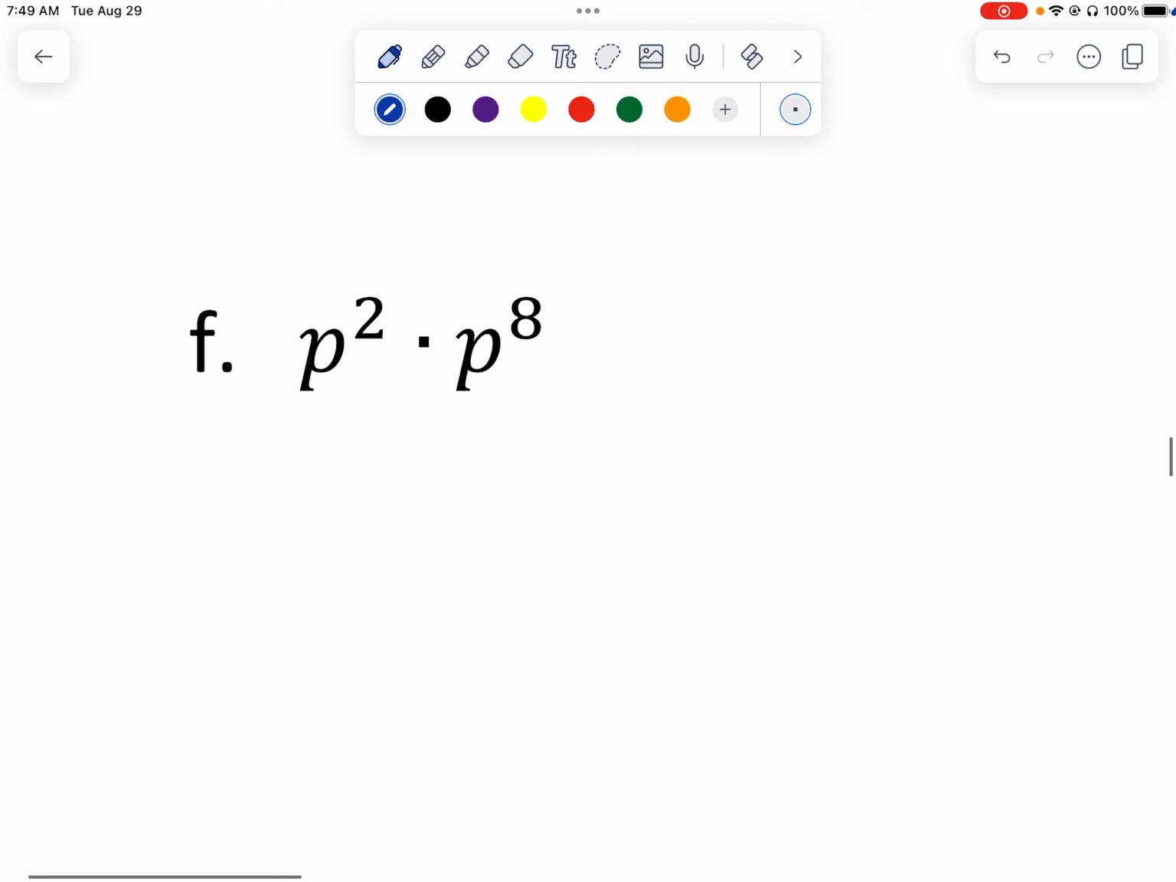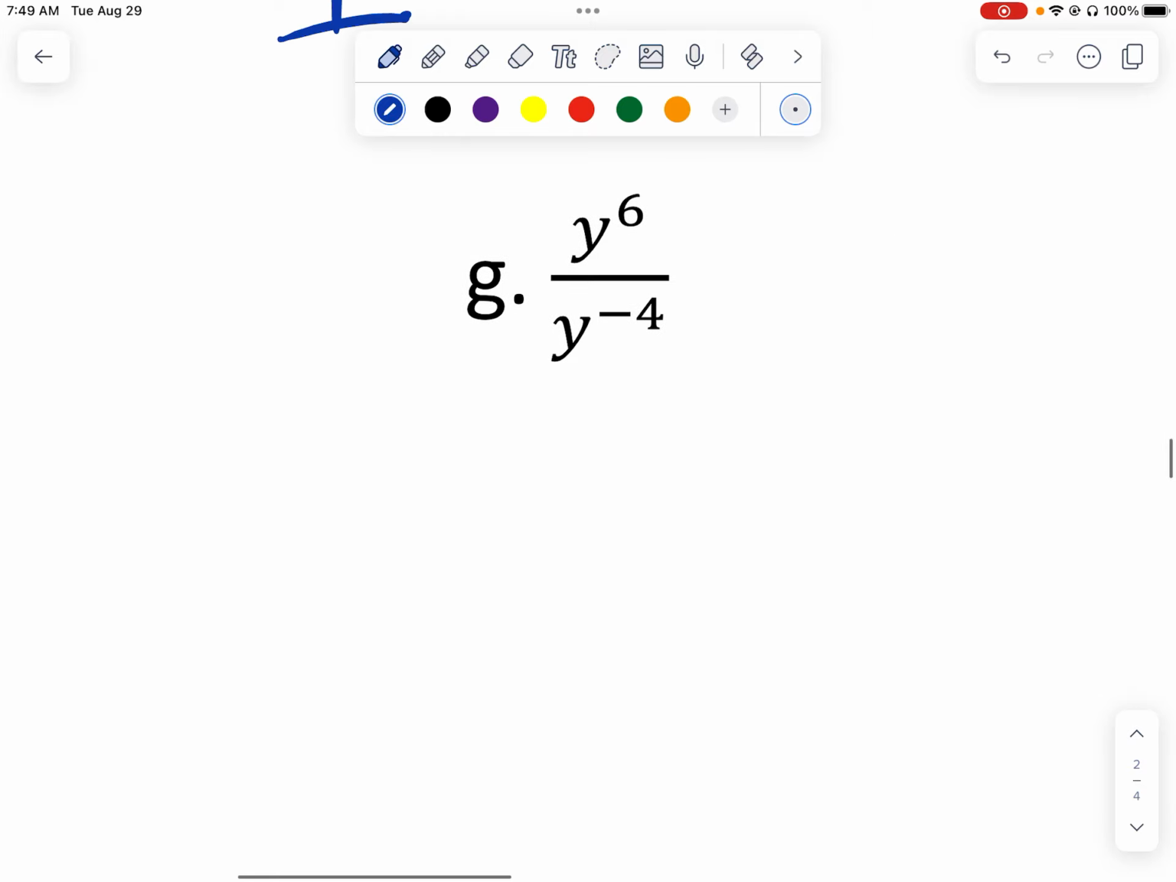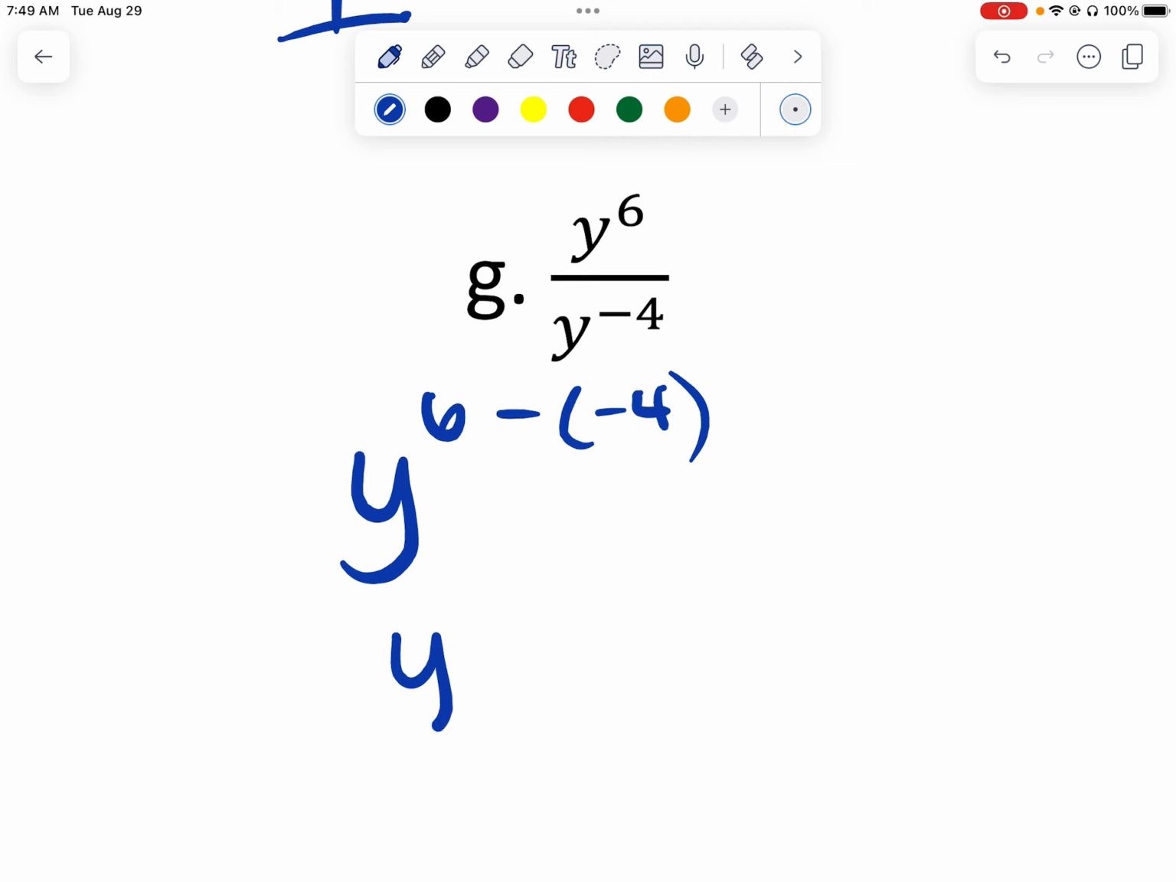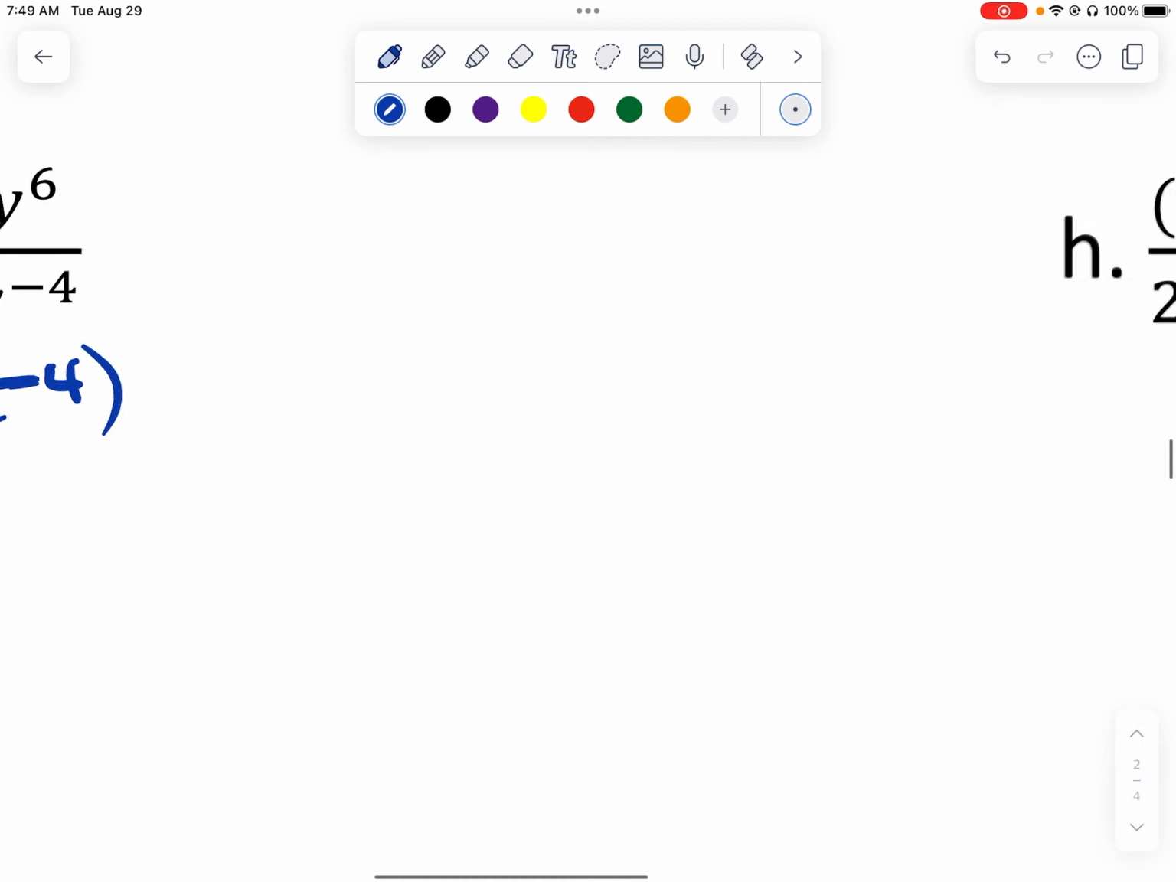Over here, my bases are the same. I add my exponents, I get p to the 10th power. I subtract my exponents. So that would give me, that's plus, so y to the 10th power.